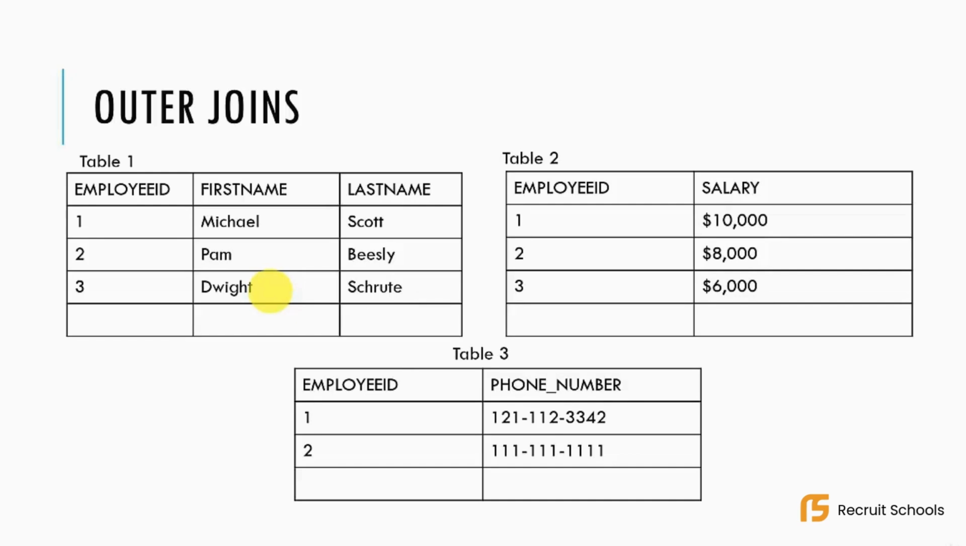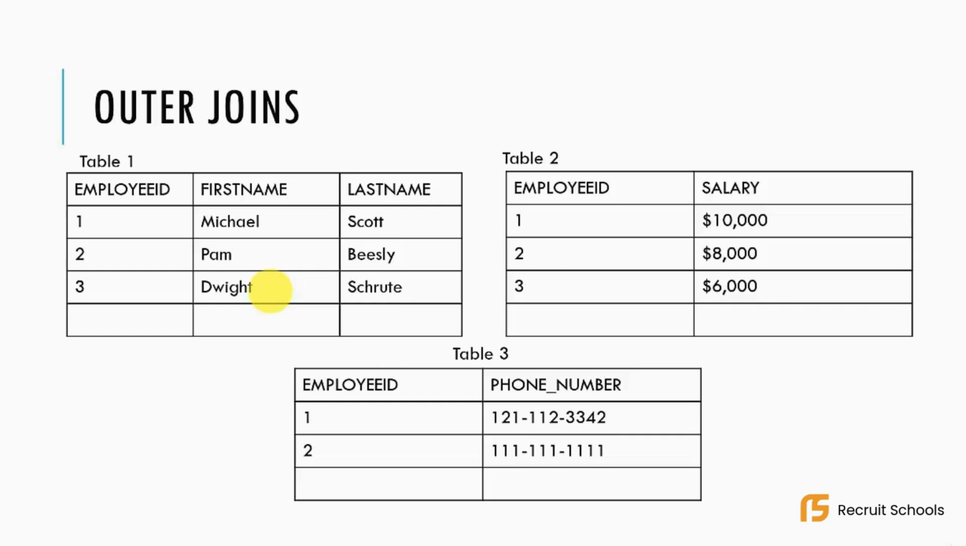But you see that employee ID 3 is missing here, right? Employee ID 3 doesn't have a phone number, and hence they haven't even entered in the table. Now, what if I told you, give me all the employees and their phone number if they have them, right? So one of your answers would be, okay, let's join table number 1 and table number 3.